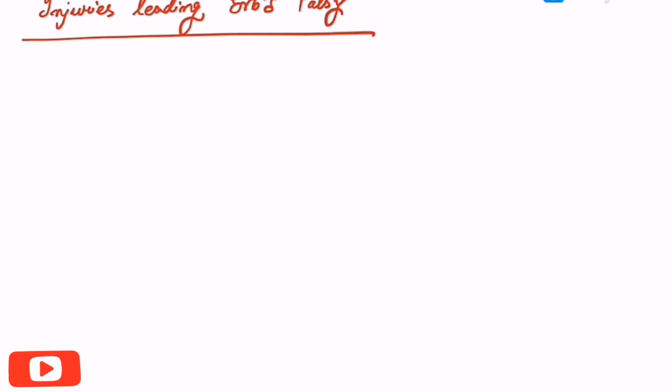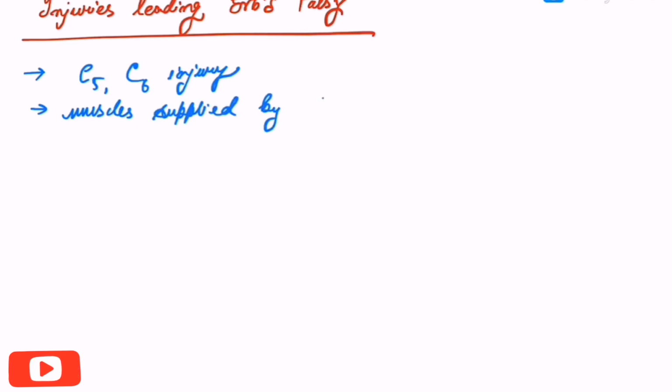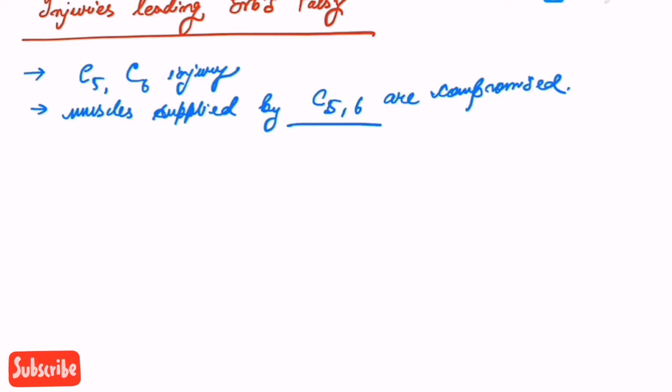Now, what are the injuries leading to Erb's palsy? So the injury to Erb's point leads to Erb's palsy. Number 1, C5, C6 injury. Number 2, the muscles supplied by the roots, that is C5 and C6, are compromised. That is the shoulder and scapular muscles.